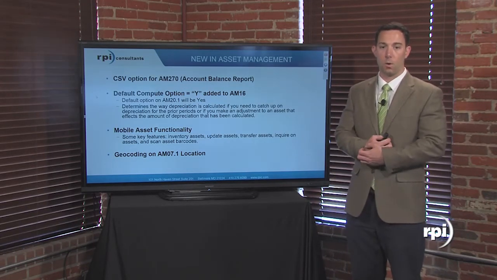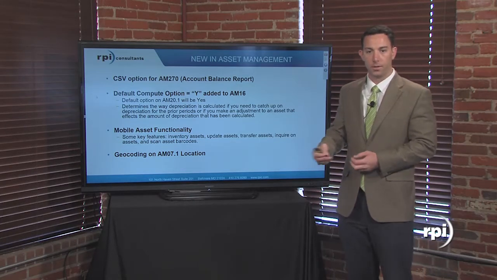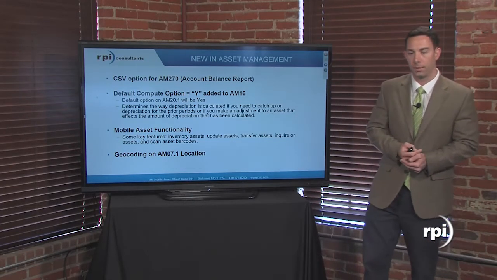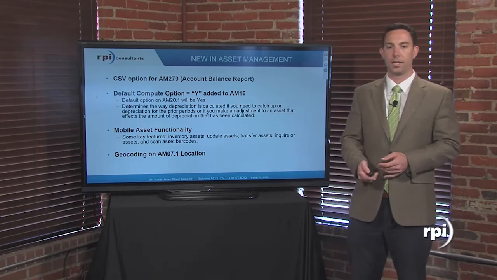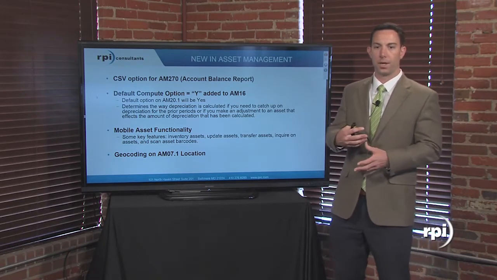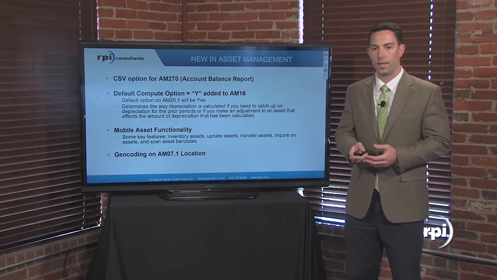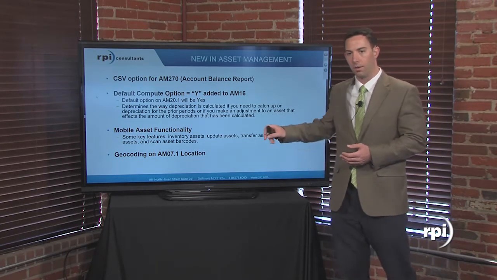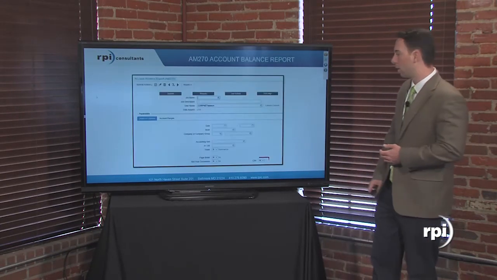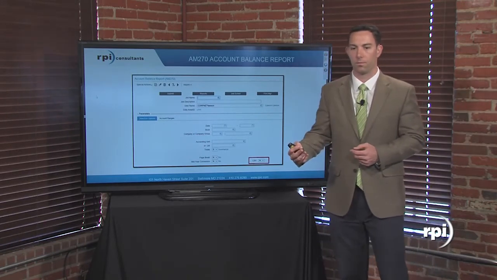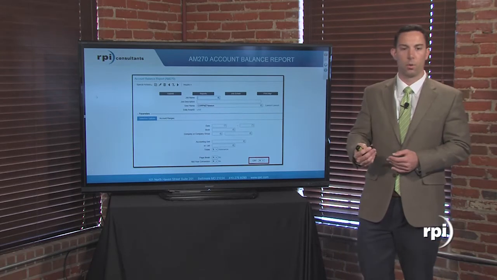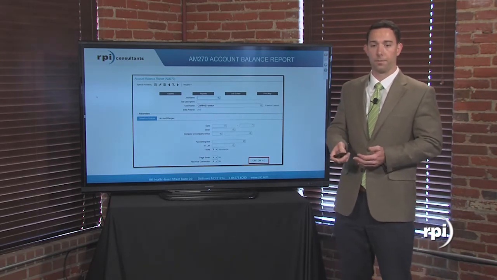Asset management. So there's a CSV option for your account balance report, your AM270. And you might be saying to yourself, why do I need that? I can just export it from my print manager into Excel. But the CSV option is actually on the report itself, and it's going to give you a better looking format. All right, so if you check this off, run the report, the output's going to look a little bit better.